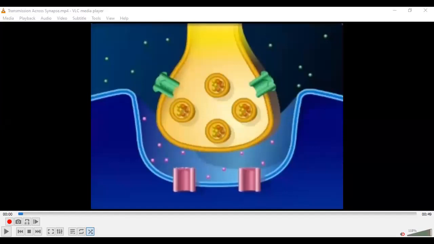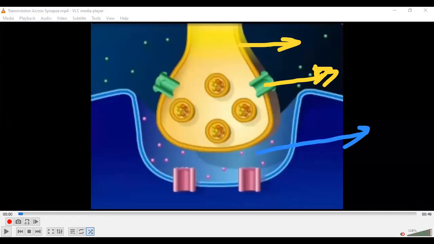Let me label first of all. This is the presynaptic neuron, axon terminals. What is this? This is a calcium gated ion channel. And this area is the synaptic cleft.